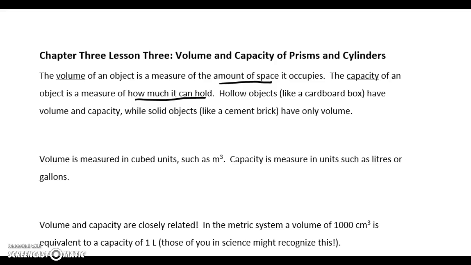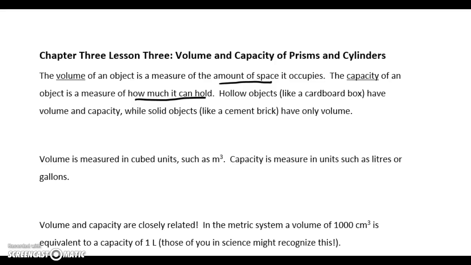Say, for example, if you had hollow objects, maybe like a cardboard box or a pizza box, that would have a volume and capacity because it takes up space and you can also store something in it. And then on the other hand, solid objects, maybe like a cement brick, would only have a volume. You can't actually store anything inside that cement brick, so we would say it does not have a capacity.